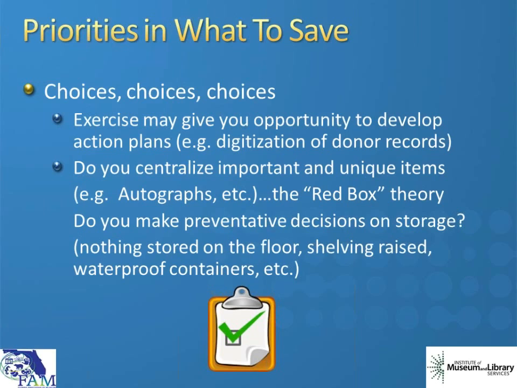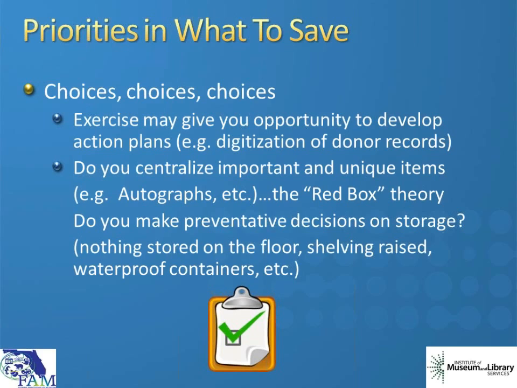Do you centralize important and unique items? This is called the red box theory. Archivists have debated this for years, the idea of the red box. In other words, taking the unique things in your archive, an important autographed letter, that original document by George Washington, that item signed by Abraham Lincoln, putting them all into a special marked red box or something, so that if you had to save one item, you could grab that box and run out of the facility.